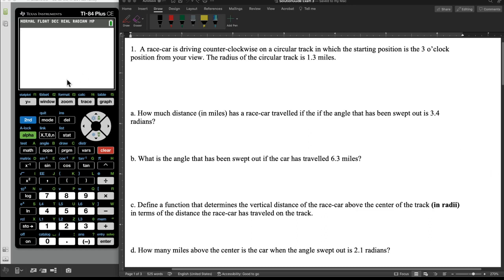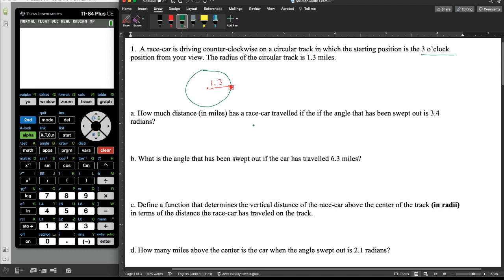This is question 1 from the review for exam number 3. So we have a race car driving around counterclockwise on a circular track, and we have it starting at the 3 o'clock position. So it's a circular track. Car is here. We also know the circular track has a radius of 1.3 miles. And now we'll be able to answer the questions about this car as it moves.